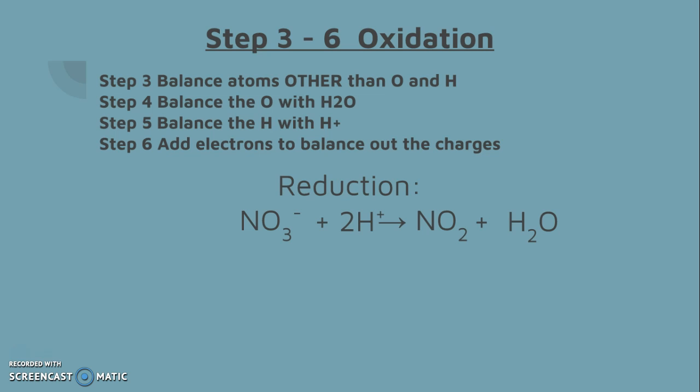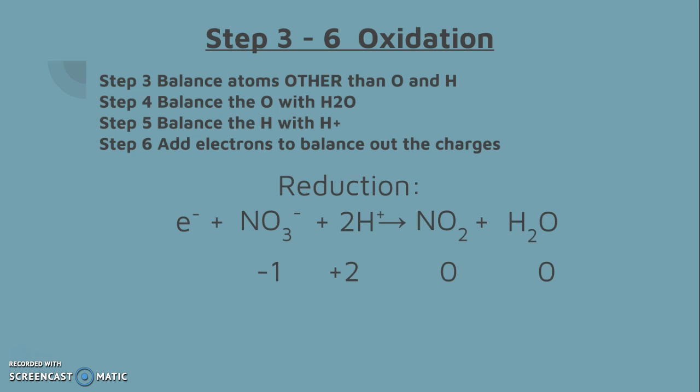Lastly, we have to add electrons to balance out the charges. Nitrate has a charge of -1, and the 2 H pluses, also known as protons, have a charge of 2. The right side has an overall charge of 0. The left side has an overall charge of -1 plus 2, which is 1, so we must add an electron on the left side to cancel it out.